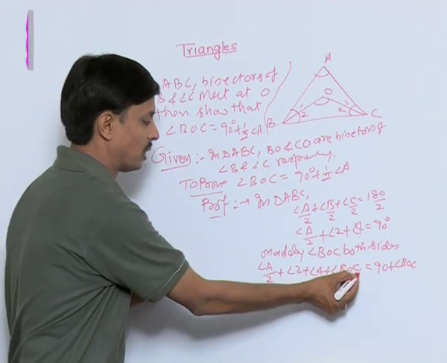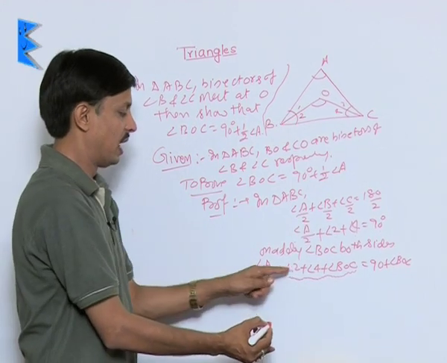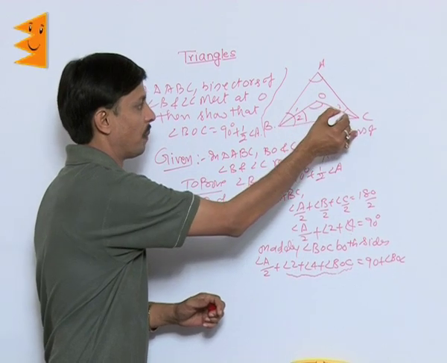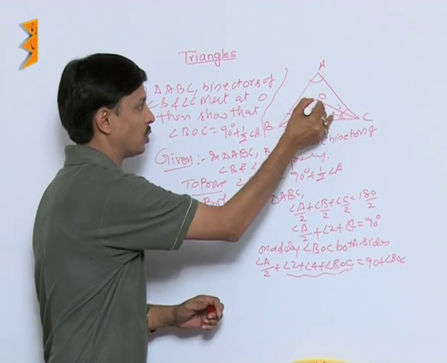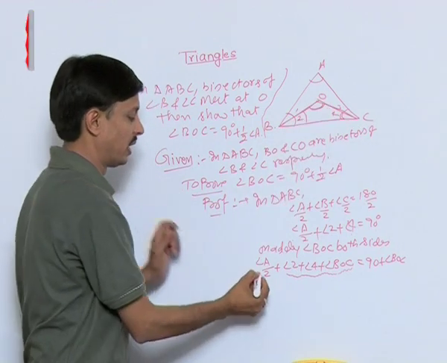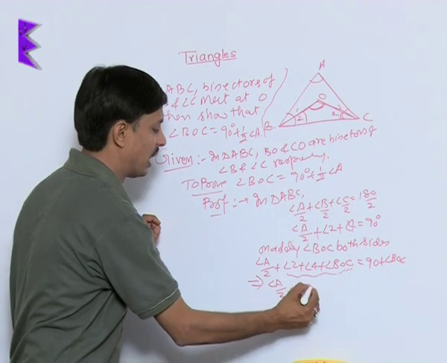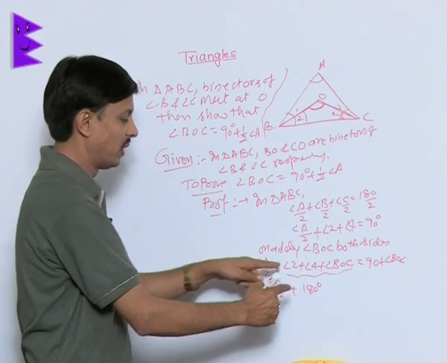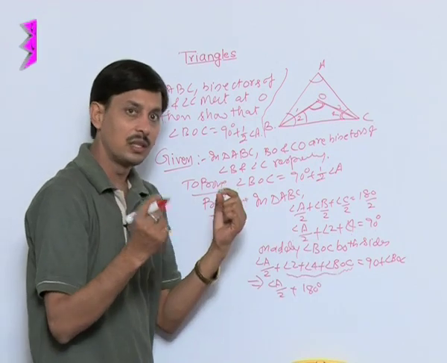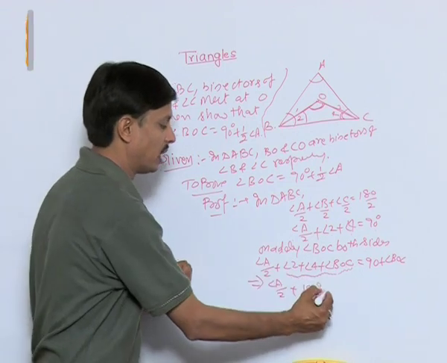But in place of this part which I am going to underline, you can observe from the figure, angle 2 plus angle 4 plus angle BOC. As per angle sum property, this is 180. So I can say this implies angle A by 2 plus 180 degree. Why 180? Because angle 2 plus angle 4 plus angle BOC, these are the three angles of the same triangle, so their sum has to be 180.